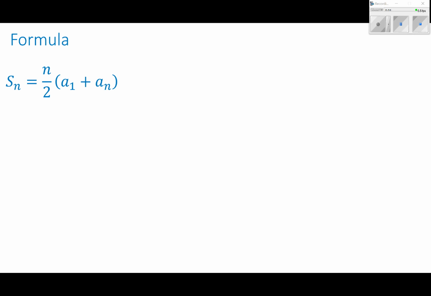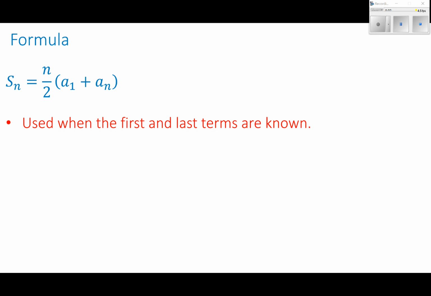Some formula we need to work with. Okay, so S is our notation for a series. So S sub n, where n represents the number of terms in our sequence, is going to be equal to n divided by 2 times a sub 1, which is the first term of our sequence, all the way up to a sub n, which is the last term of our sequence. So this formula is used when the first and last terms are known. So if we know the starting point, we know the ending point, we can immediately jump to this formula and figure out what that sum is going to be.